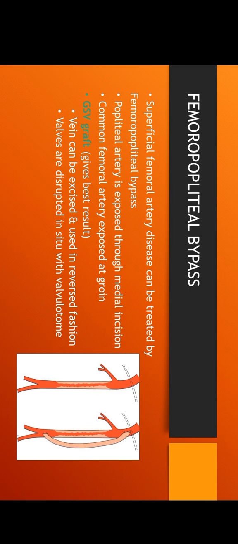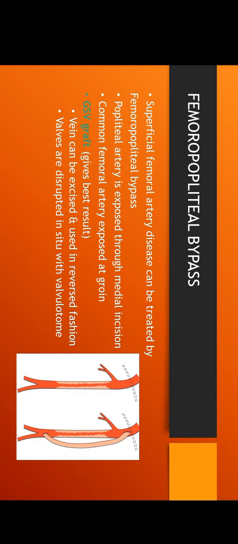Femoropopliteal bypass is used to treat superficial femoral artery diseases. Here the popliteal artery is exposed from a medial incision. Common femoral artery is exposed at the groin level. Great saphenous vein gives the best result for femoropopliteal bypass.